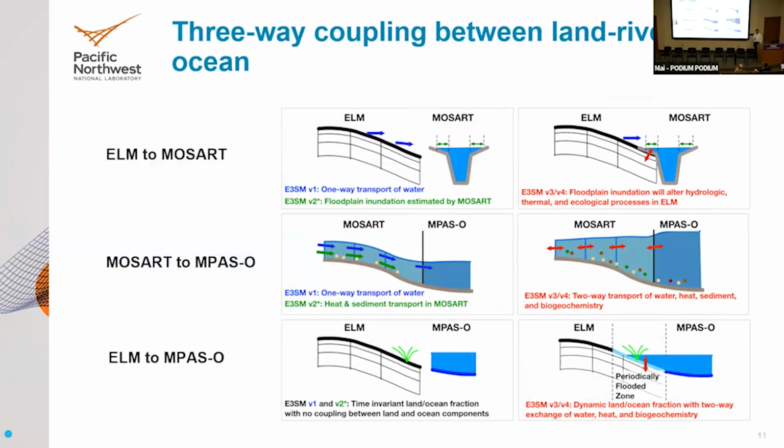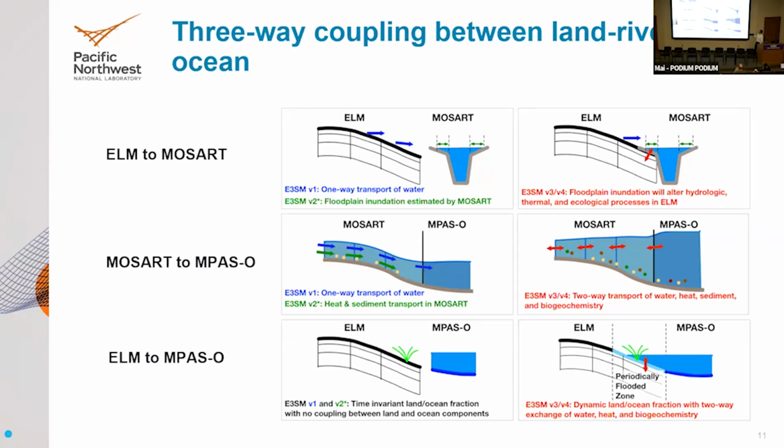So under our project, we aim to greatly improve the coupling between the land, river, and ocean components in the E3SM model. By our efforts, we have transformed the E3SM model from one-way coupling to two-way coupling. Ultimately, we will achieve three-way coupling.